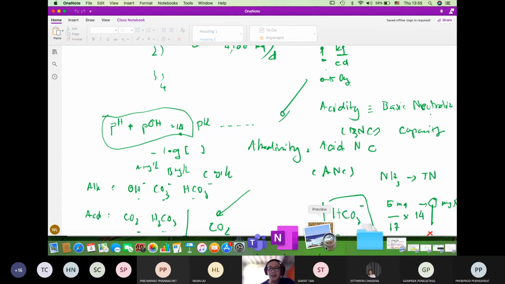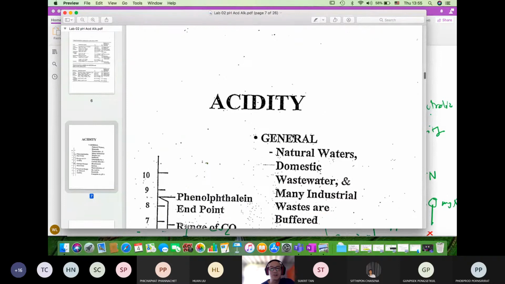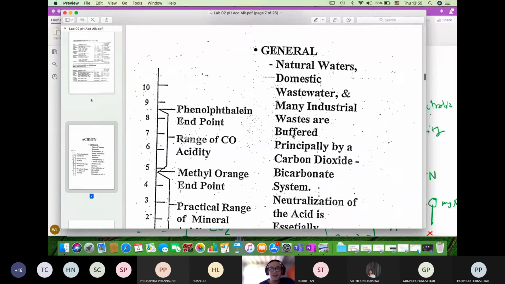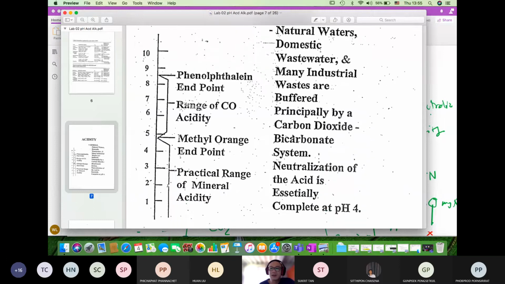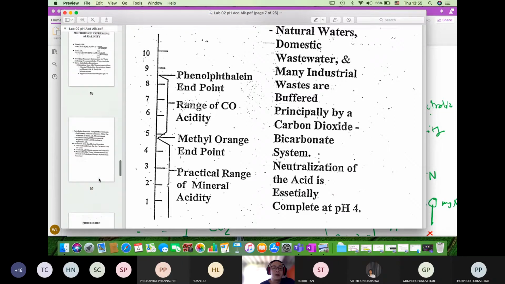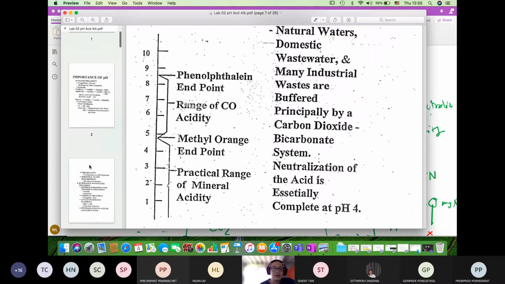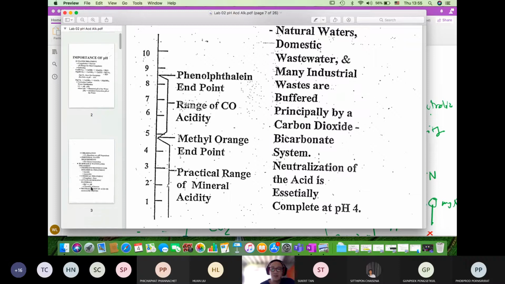So for acidity, how does it arise? The major cause of the acidity is the dissolution of carbon dioxide. I'm talking about natural water. So the dissolution of carbon dioxide creates the acidity in water. But sometimes the acids in water are not just because of the carbon dioxide.